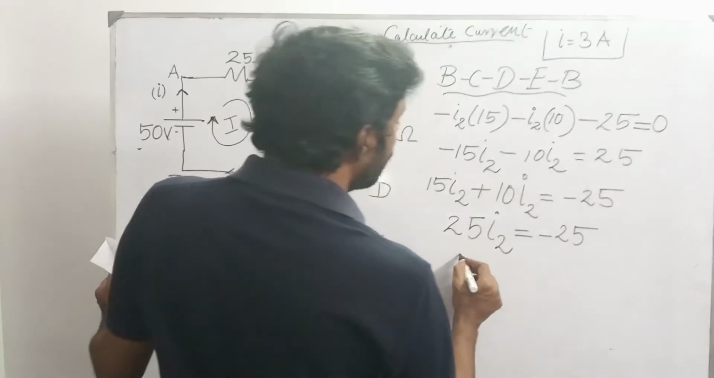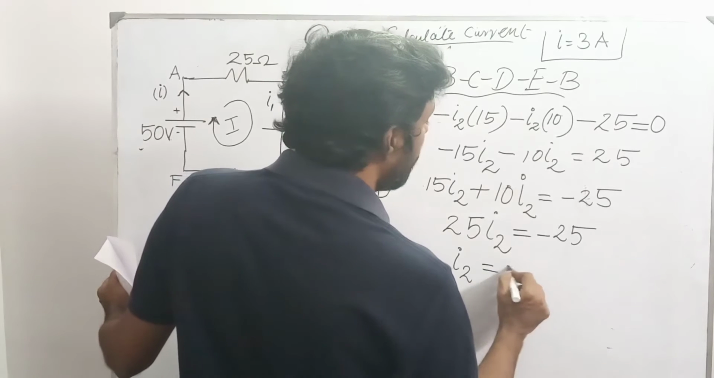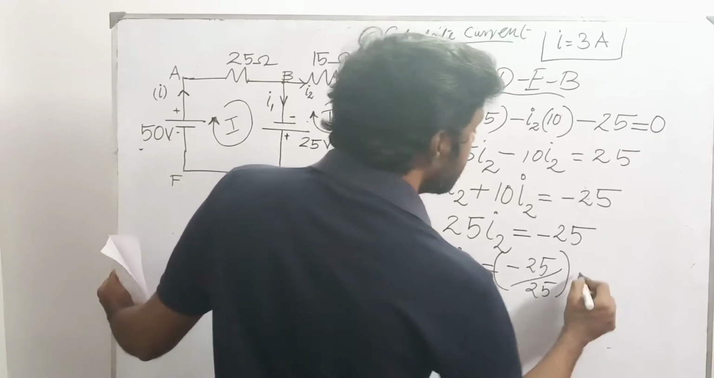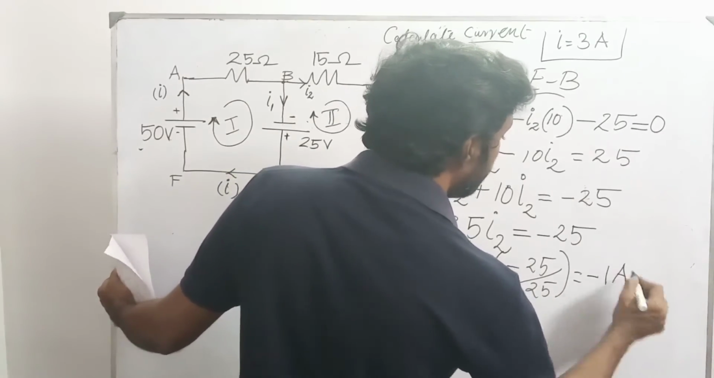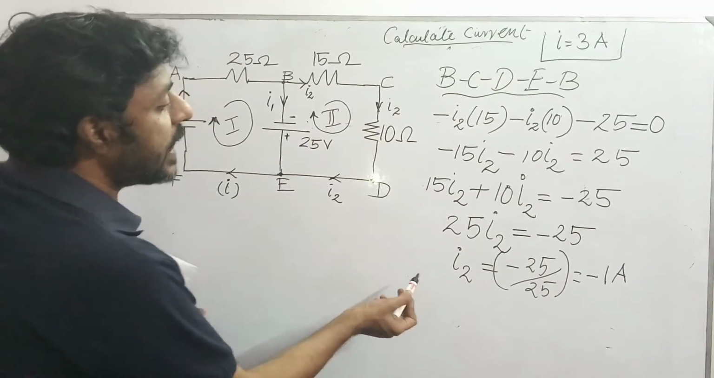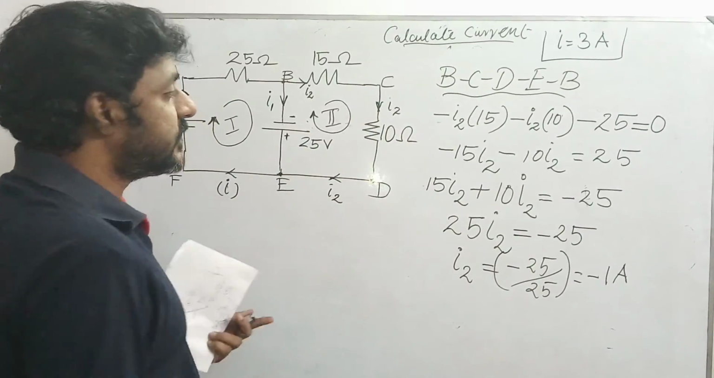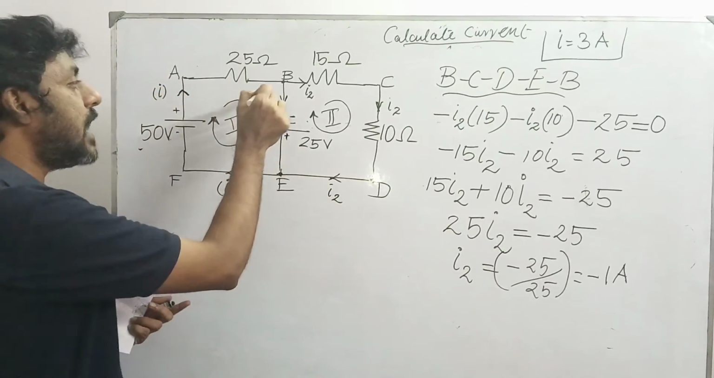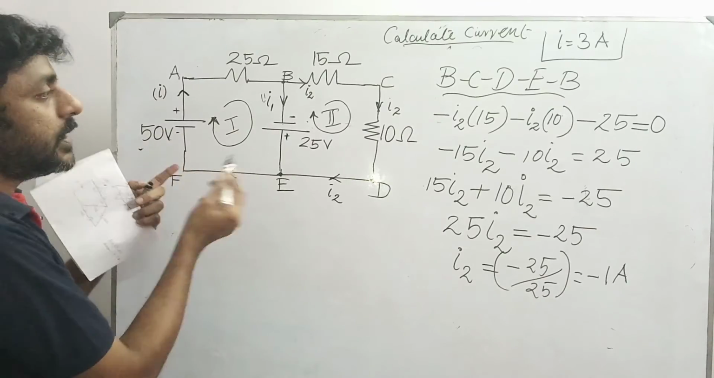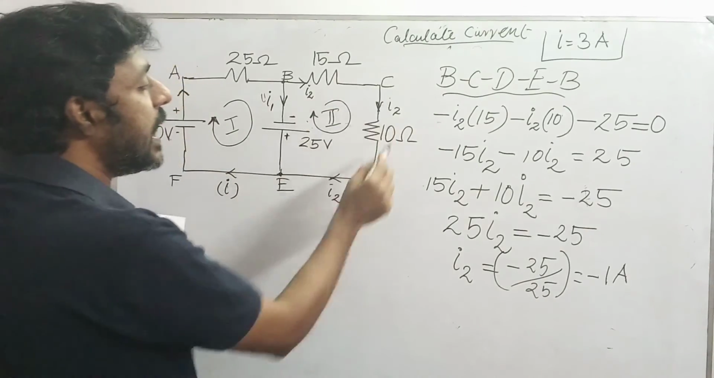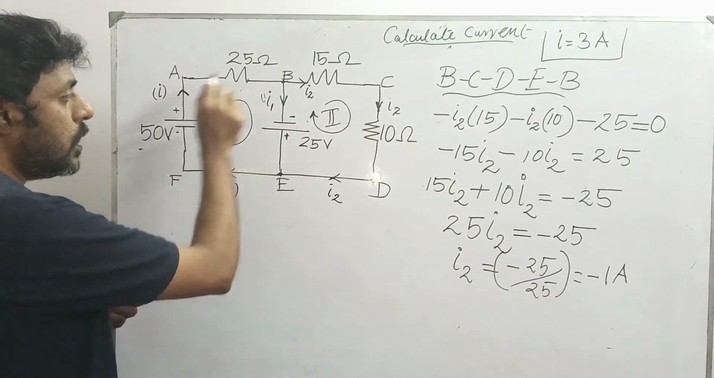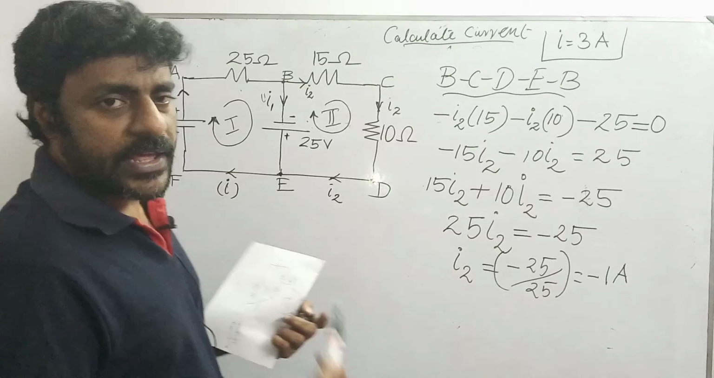So what will be the value of current I2? I2 is equal to minus 25 divided by 25. So the answer is minus 1 ampere. We need to calculate only I2. Sometimes if they ask us to find I1 also, then you need to consider this branch. Now since they are asking you to find only I2, no need to find this one. Even if you calculate this loop also, never mind.